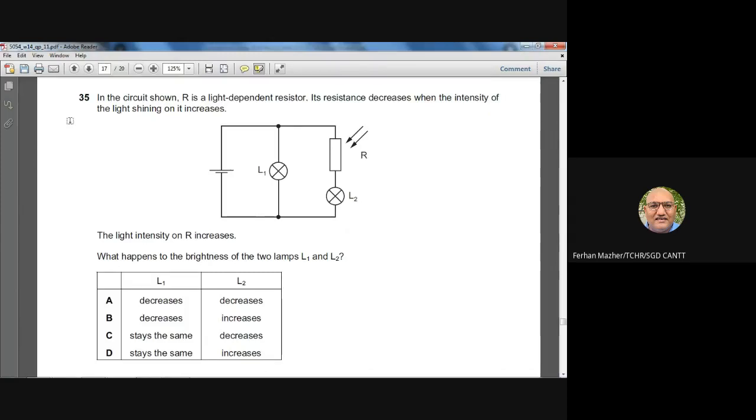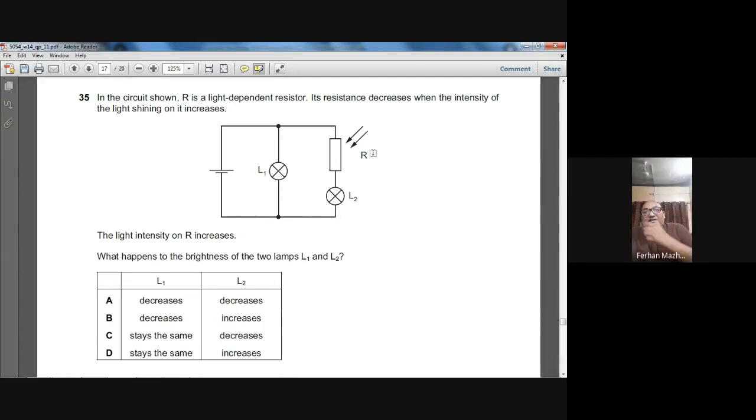In the circuit shown, R is a light-dependent resistor. Its resistance decreases when the intensity of the light shining on it increases. The light intensity on R increases. What happens to the brightness of the two lamps L1 and L2? Try to understand this. This branch and this branch are both connected in parallel to the battery. So in each branch, the total voltage drop equals the EMF of the battery. The resistance of lamp L1 has not changed, and the voltage drop equals the EMF, so the power has not changed. So lamp 1 will remain at normal brightness.